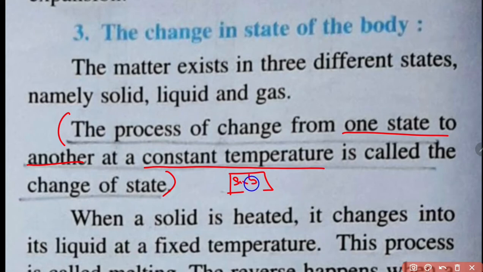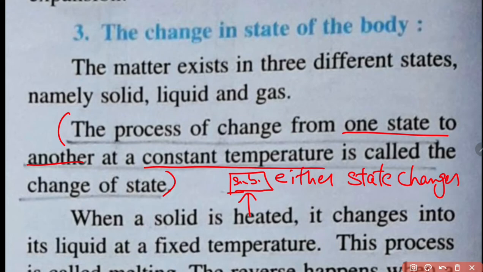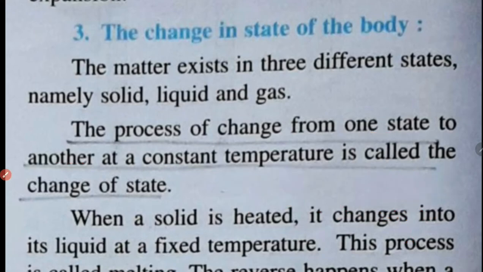that is, when we heat a substance, suppose this is a substance, when we are heating a substance, then what will happen is either the state changes, or I can say, the temperature changes. Either the state changes or the temperature changes. These two things, change of state and the change of temperature, cannot occur simultaneously, cannot happen at the same time.